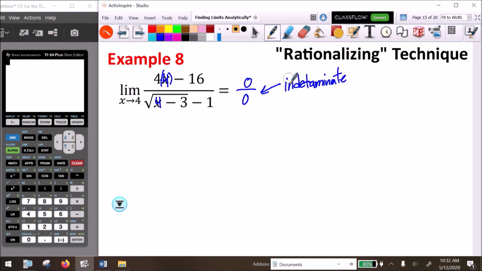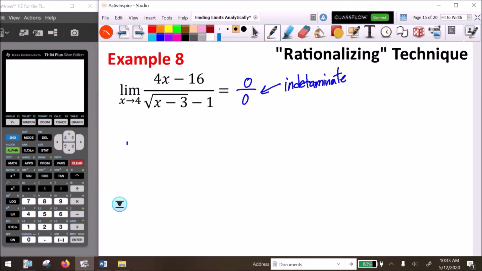And we're going to have to use a different technique this time because we don't know anything about factoring radicals. So this technique is called multiplying by the conjugate. The conjugate of a binomial is the identical binomial except you separate the two terms with the opposite sign. So we're going to take that denominator, the square root of x minus 3 minus 1, and the conjugate of that is the same thing but with a plus in front of the 1.